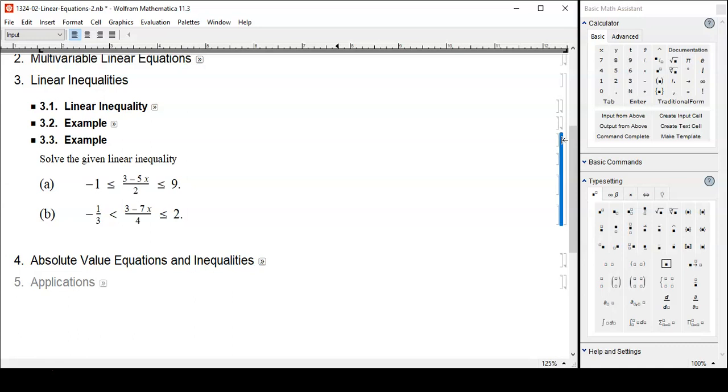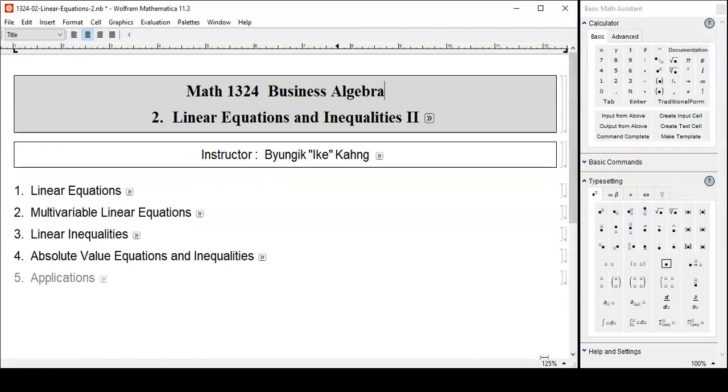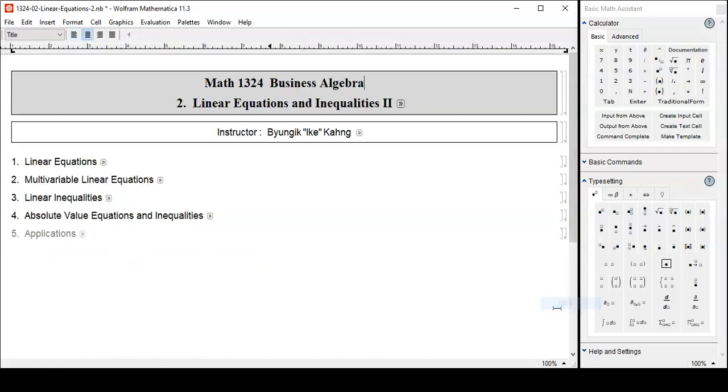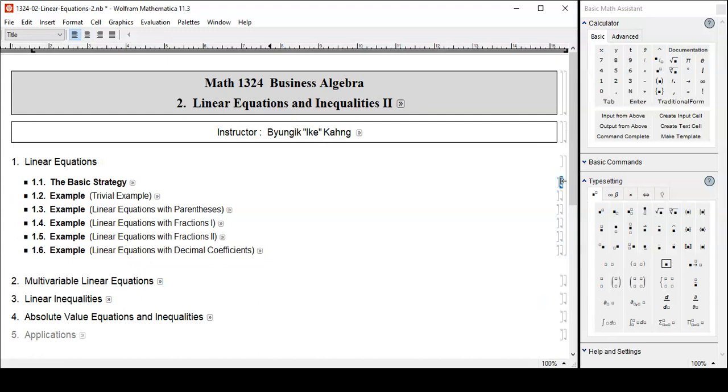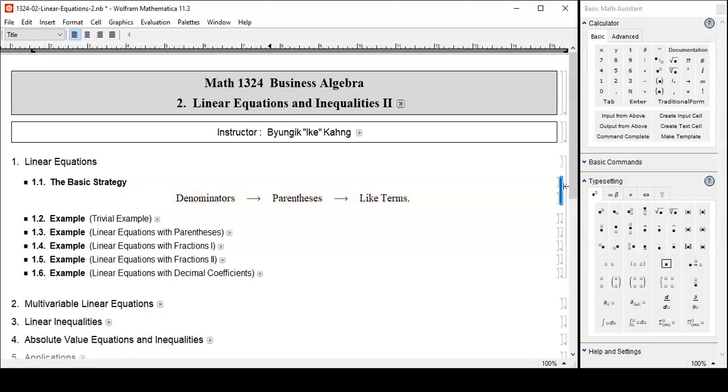We have some double inequalities here. Let's do that in a separate video. So even for inequalities, the same idea, same technique. Denominators, parentheses, like terms, the same technique, same process works. Remember that.